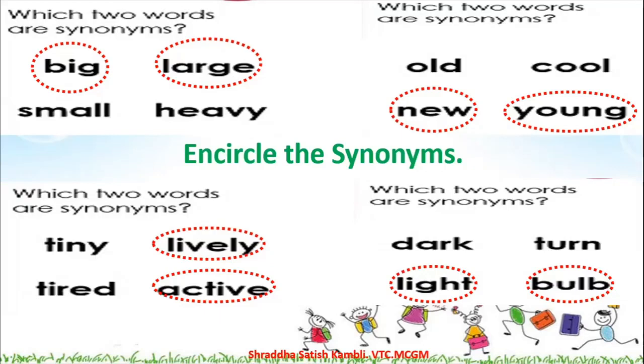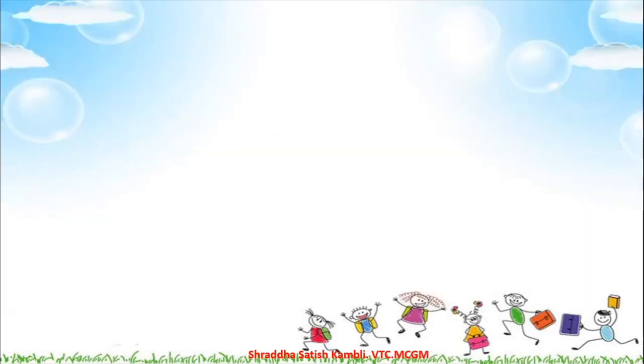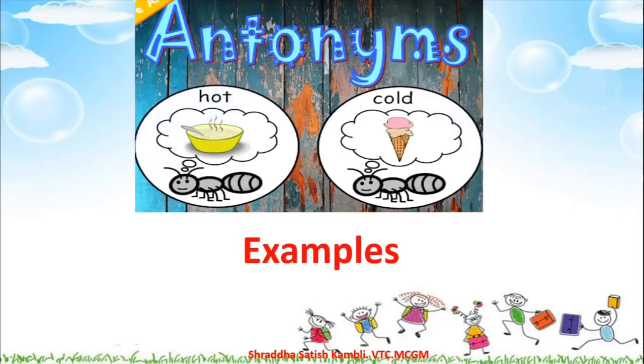Now in these two sets, children, dark, turn, light, bulb, light is an opposite word of dark and new is the opposite word of old. Alright, but those are antonyms. So come on now, let us look at some examples of antonyms. You can see one example here itself on the screen for you. Hot and cold. Hot means something which is letting out steam and cold means something which is very, very cool. Okay, they are opposite ideas of each other. So you say hot tea and you say cold ice cream, isn't it?